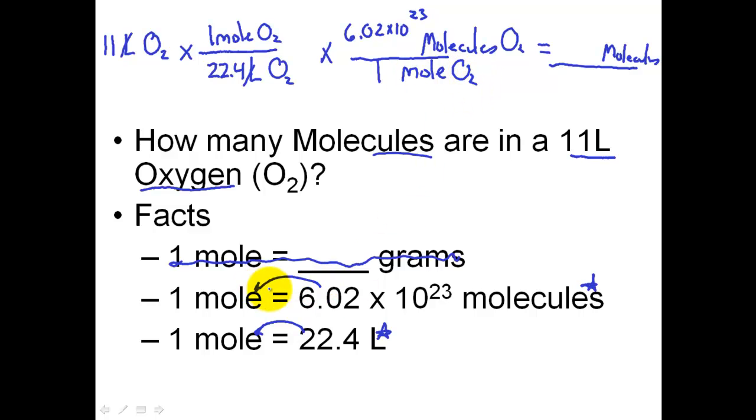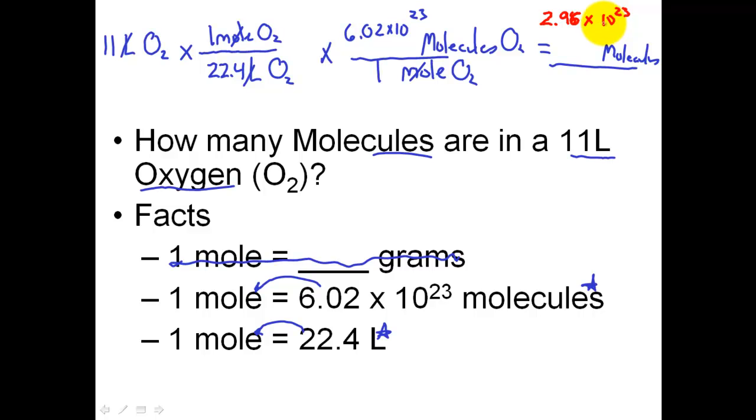All right, guys, my problem's done. All I have to do right now is make sure all the units cancel out, and I do. The molecules matches the word molecules over there. Let's solve the problem. The problem is to be solved by 11 times 1 times 6.02 times 10 to the 23rd, divided by 22.4. All right, guys, let's do it. Okay, guys, my calculator is going to give me a number, something like 2.95625 times 10 to the 23rd. So this really should be a 2.96 times 10 to the 23rd molecules.